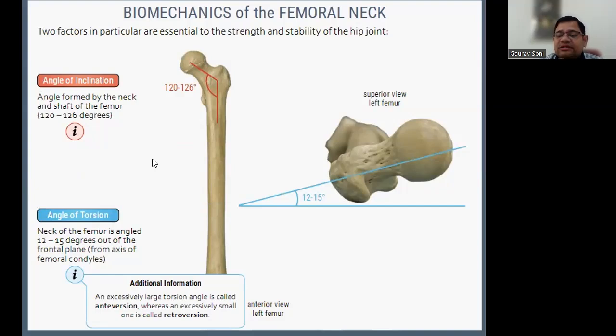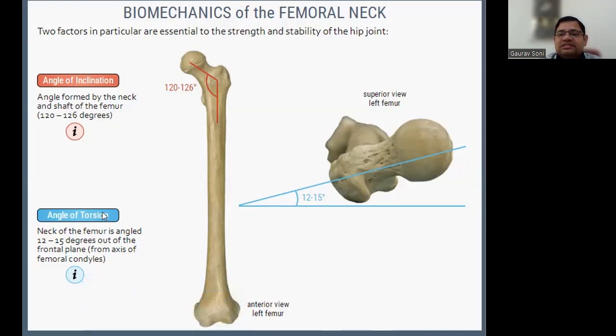अगर angle बढ़ गया तो anteversion, घट गया तो retroversion. And this angle is between the neck of the femur and the frontal plane, that is the axis of the femoral condyles. As you can see in the diagram, this is the condyle, and you can see the angle is 12 to 15 degrees.